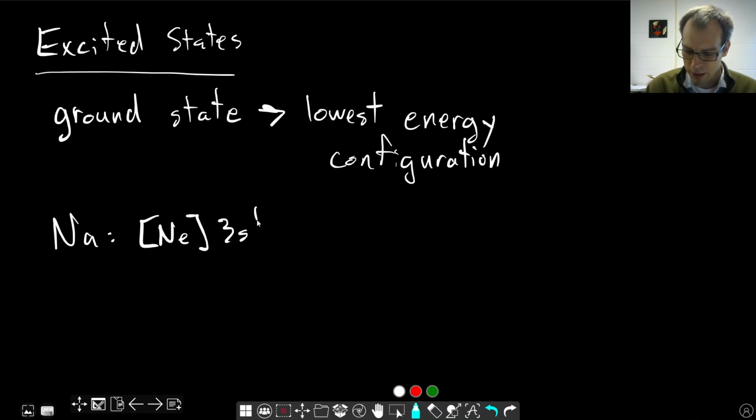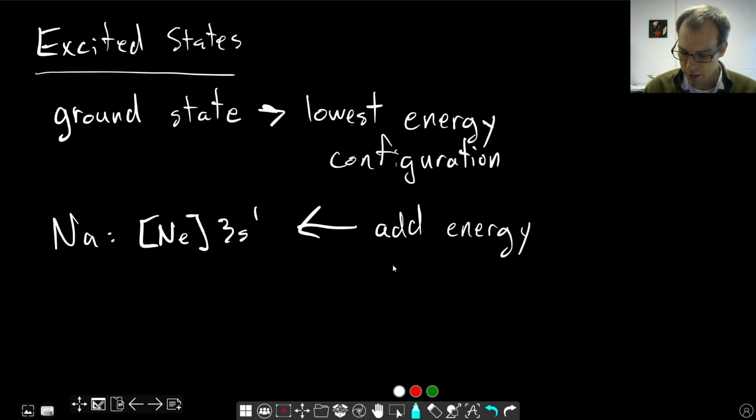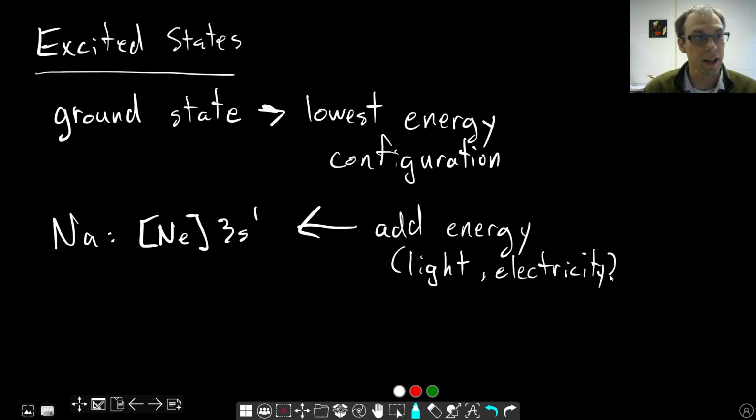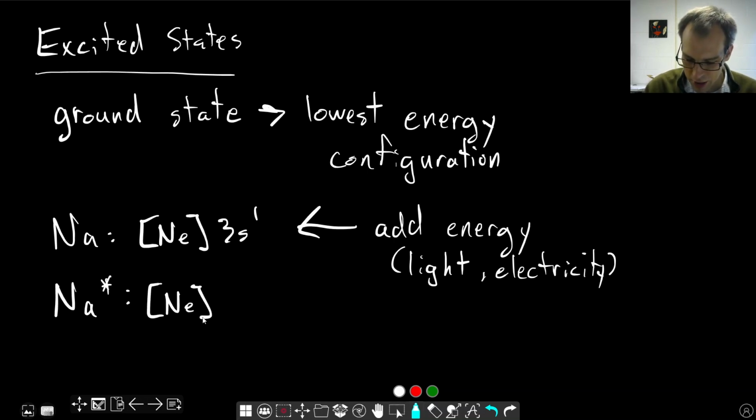But what we can do is, if we somehow put in energy, a couple of ways this can be done is through light. Another way is through electricity. You can actually get this electron to move to a different orbital. We often write this with a star to indicate that it's not regular sodium, but it's also not an ion. It hasn't lost the electron, it's just moved up to a higher energy level. The electron configuration here, we would put it into the next available orbital, and we would say neon 3p1.